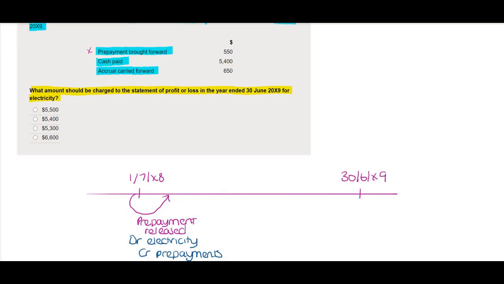The next transaction that we look at is the cash paid for electricity during the year. This is the electricity expense that has been paid during the year, and so therefore the double entry would be to debit the electricity expense and credit cash or bank.